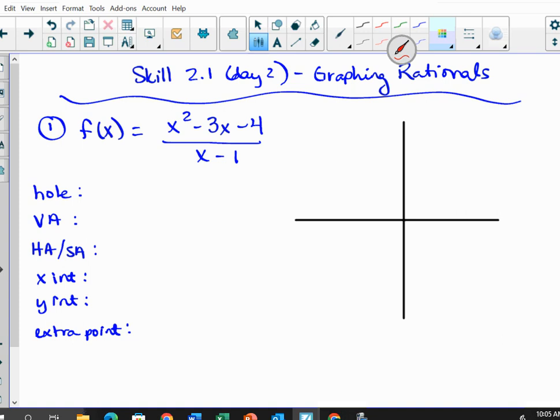Okay, so what do I have to do first? Factor, yeah. Factor, see if there are any holes. So I've got x minus 4 times x plus 1. We okay with that? Let me erase my blue line here.